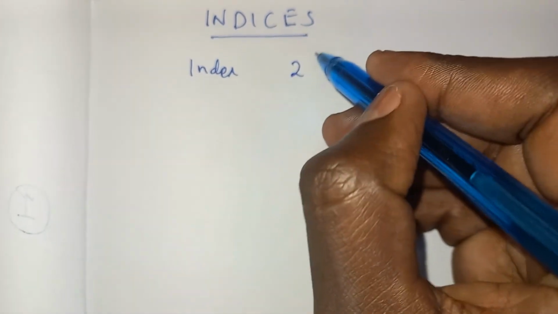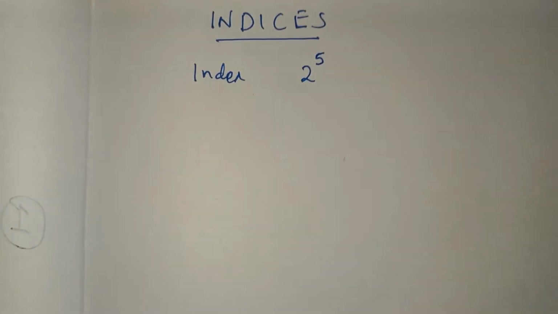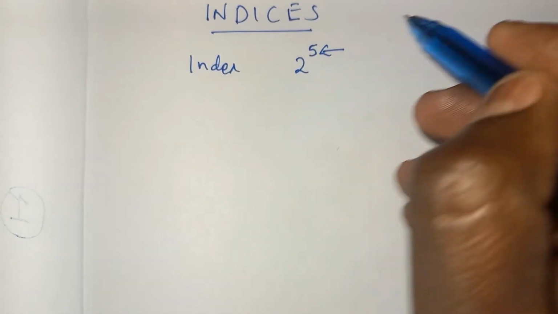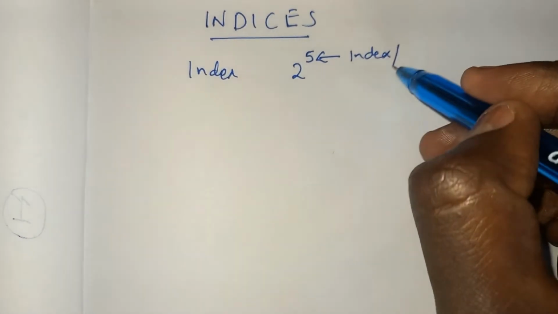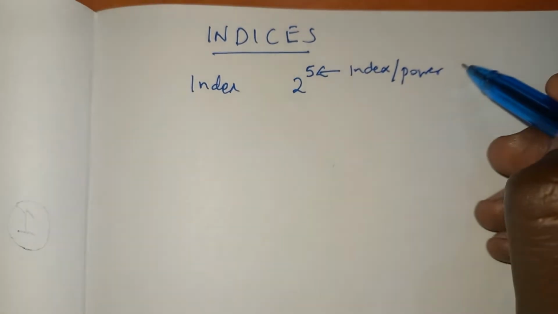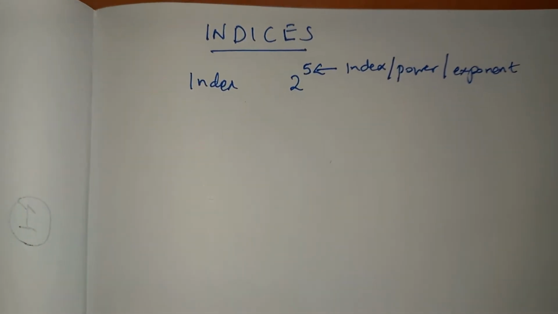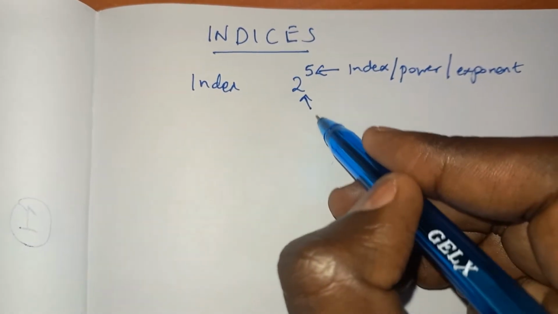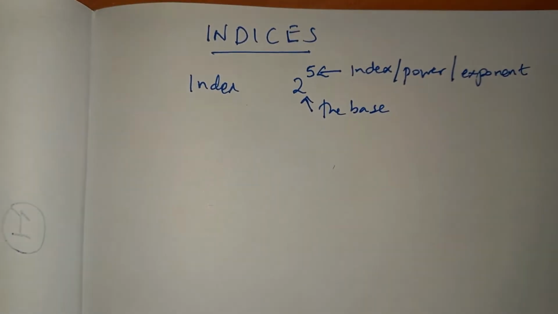So if you have a number 2 and there's a number floating on top, then that number floating on top is what we refer to as an index. You might find some people referring to this as a power or an exponent. Whereas the number 2 is referred to as the base. So 2 here is the base.